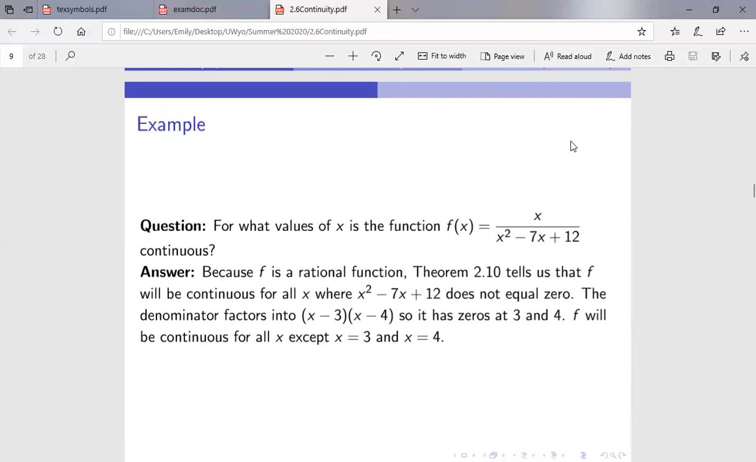So here's the explanation. Because f is a rational function, the previous theorem that we just saw, Theorem 2.10, tells us that f will be continuous for all values of x where our denominator, x squared minus 7x plus 12, does not equal 0. So we can go ahead and factor our denominator into x minus 3 times x minus 4, which means that we're going to have zeros at positive 3 and positive 4. This means that f will be continuous for all values of x except at x equals 3 and x equals 4.